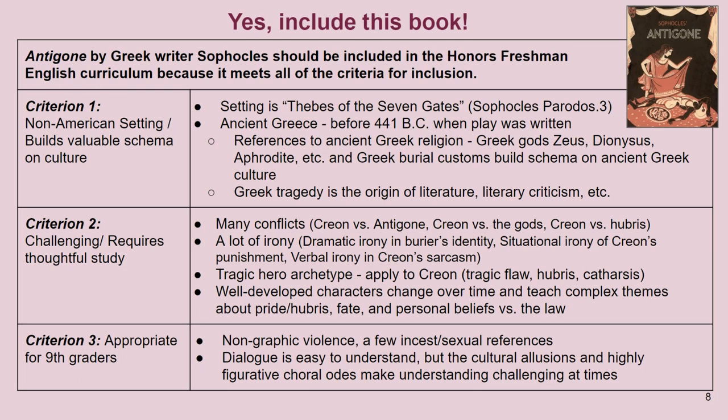Finally, the play should be included in the curriculum because it is appropriate for honors ninth graders. The play's only questionable content is a few passing references to violence that is not shown graphically, and a few references to incest and sex that a 14-year-old can handle. Because this play is mainly dialogue, it is easy to understand. However, all the allusions and the cryptic, figurative language of the chorus increases its difficulty at times, making the book on par with books like The Odyssey or Animal Farm. Ultimately, the book meets all three criteria for inclusion and should be included in the honors freshman English curriculum.